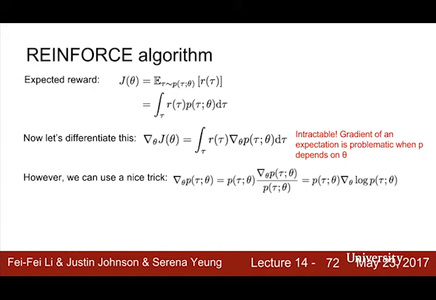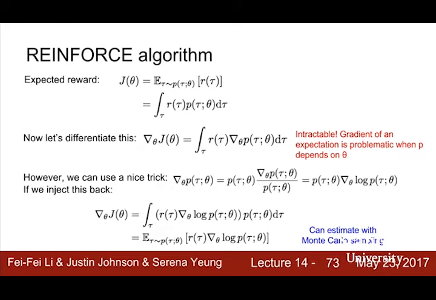However, we can use a trick here to get around this, and this trick is taking this gradient that we want of p. We can rewrite this by just multiplying this by 1, by multiplying top and bottom both by p of tau given theta, right? And then if we look at these terms that we have now, on the left and the right, this is actually going to be equivalent to p of tau times our gradient with respect to theta of log of p, right? Because the gradient of log of p is just going to be 1 over p times gradient of p.